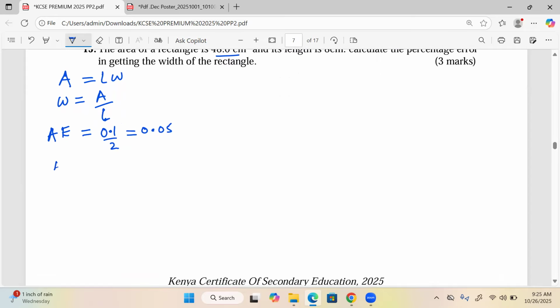Then we shall be able to say that the range of the area should be 48.0 plus or minus the absolute error. When we take accuracy divided by 2, we get what we call absolute error. Accuracy over 2 gives us absolute error. So we have the maximum area is 48.05 and the minimum possible area as 47.95.